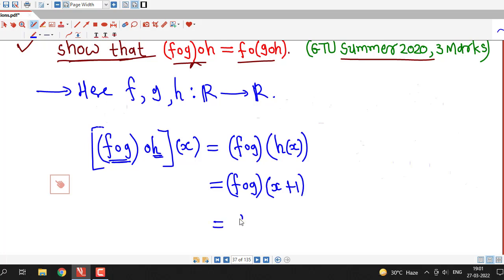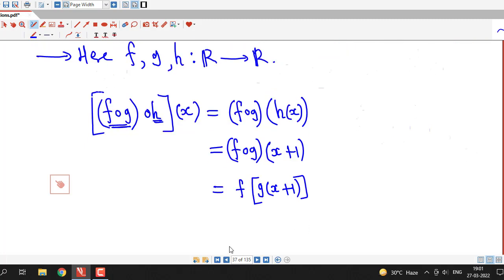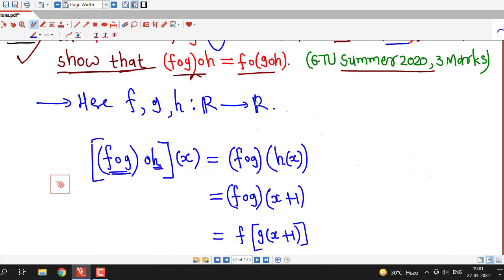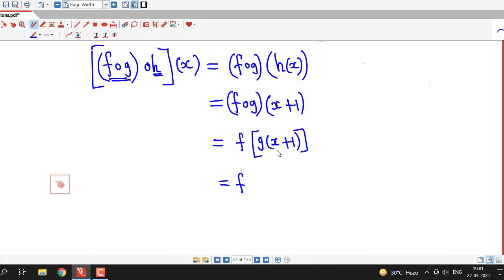Again we use the definition of composition. So this is equal to f of g of x plus 1. And we now use the definition of function g(x). g(x) is given by: the image of x under g is x square. Here instead of x we have x plus 1 square. Therefore we write g of x plus 1 equal to x plus 1 whole square.